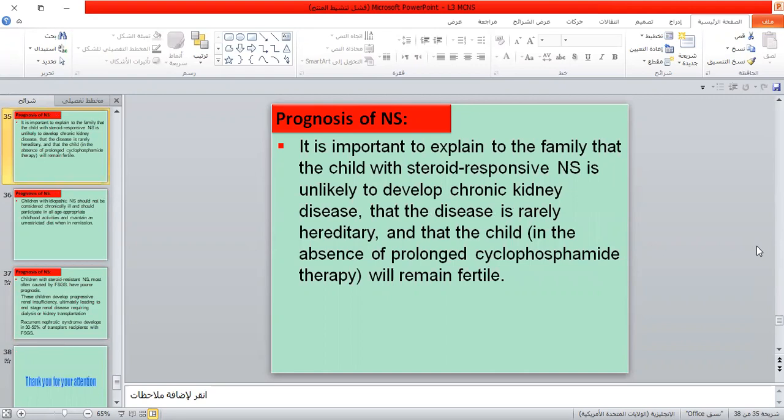لازم نوضح للفاميلي. It is very important to explain to the family that the child with a steroid responsive nephrotic syndrome is unlikely to develop chronic kidney disease. ما يصير عندهم chronic kidney disease. والdisease it is not hereditary. والchild راح يبقى fertile لأنهم يخافون من السكروتال إديما. يقول لك هذا يأثر على التستس فاحتمال يصير infertility. يقول له لا يا عبد البيشنت يبقى fertile ما دام ما ياخذ سايكلوفوسفامايد. إذا أخذ سايكلوفوسفامايد يصير احتمال يصير عنده sterility. فلازم نوضح للعائلة بأنه هذا not hereditary ما يصير عندهم chronic renal failure ولا راح يصير عندهم infertility.